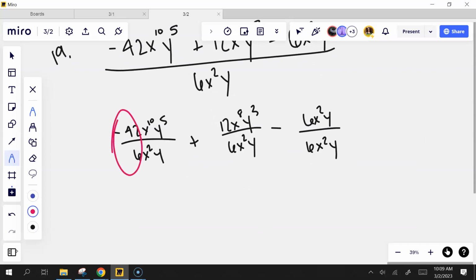I can simplify 42 and 6 to what? Negative 7. 10 minus 2. 5 minus 1. 12 divided by 6. 8 minus 2. 3 minus 1. I see 0 and I see 1. Which one is it? 1. Why is it 1? Anything divided by itself is, of course, 1. What else?